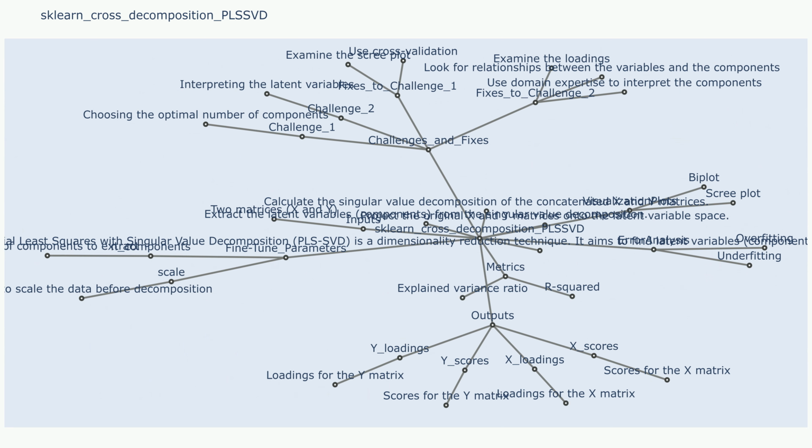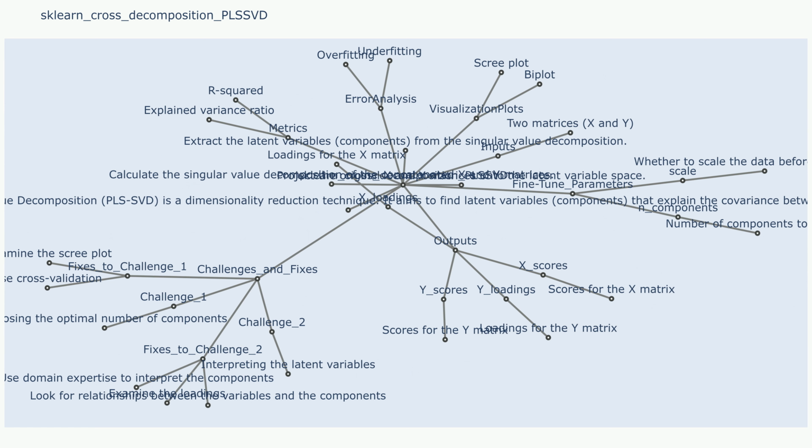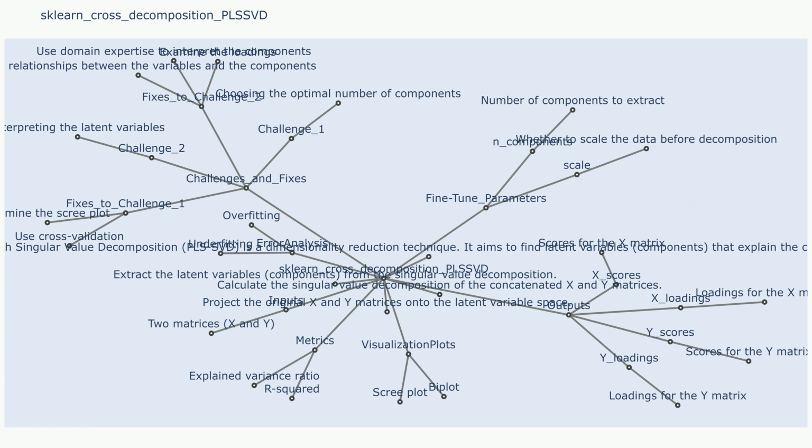Scale, whether to scale the X and Y data before performing PLSSVD. Scaling can improve the performance if the variables have different scales. Algorithm. The algorithm used for SVD can be randomized (ARPACK) for large matrices or full SVD for smaller matrices. Uncertainty methods. Bootstrapping, repeatedly sampling the data with replacement and performing PLSSVD on each bootstrap sample to estimate the variability of the model parameters. Cross-validation, splitting the data into training and validation sets, and using the validation set to evaluate the model's performance.